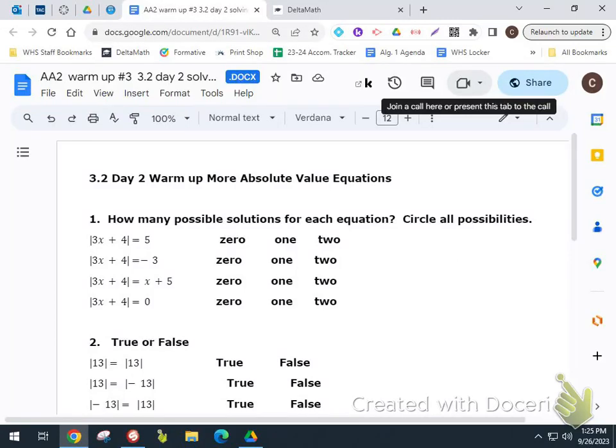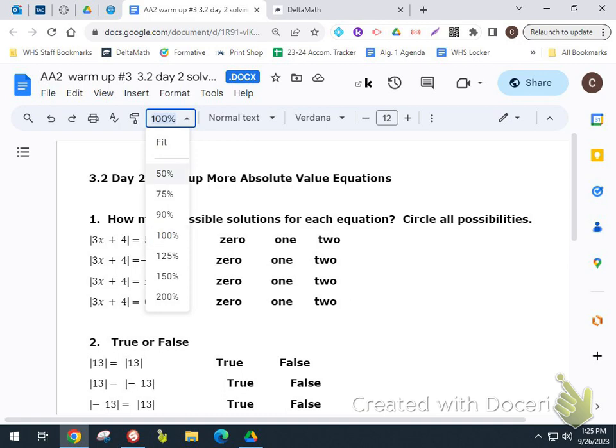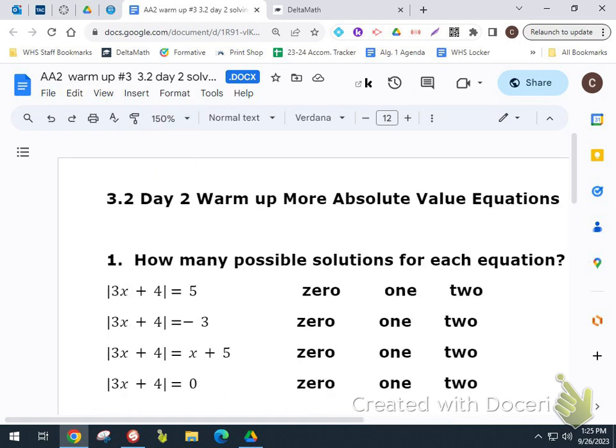I didn't make copies of this, but it's just a warm-up to remind you of absolute value. It really is picky with negatives and where negatives can be. So let's go through this together. Is that zoomed? I can zoom in more. About 150, okay? So how many possible solutions, just from looking at what you have?